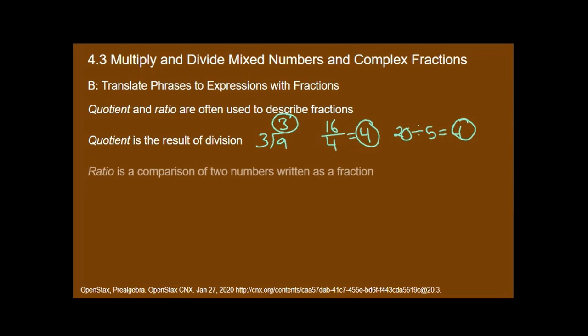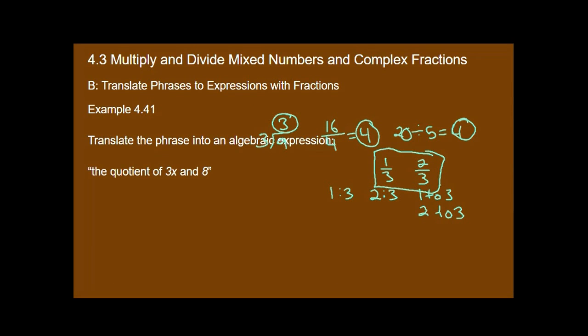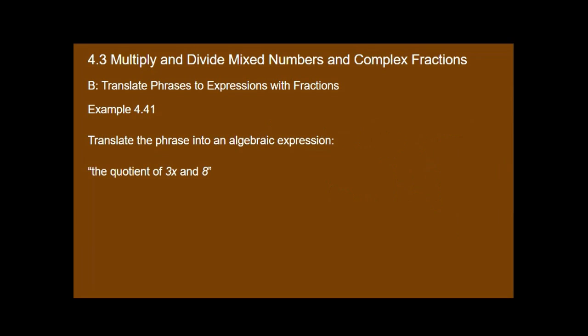Now, ratio is a comparison of two numbers written as a fraction. So an example of this would be a 1-to-3 ratio, or a 2-to-3 ratio. And if you remember back to when you talked about ratios before, they can also be written this way, or 1-to-3, or 2-to-3. These are ratios. But in this case, we're going to be talking about them in terms of fractions because we are working with fractions at this point.